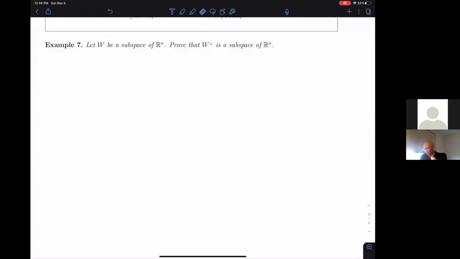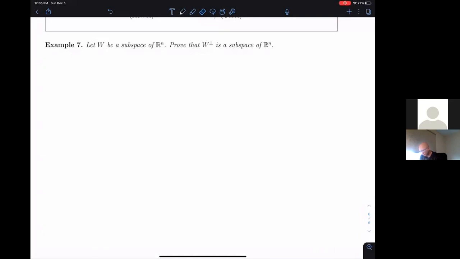Hey folks, so this is me working through example 7 from your section 6.1 notes. We're going to prove the following theorem. If W is a subspace of Rn, we want to prove that W perp is also a subspace of Rn. Okay, so let's see what we can do here.